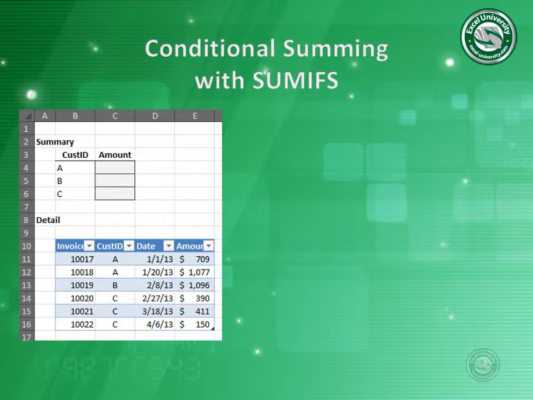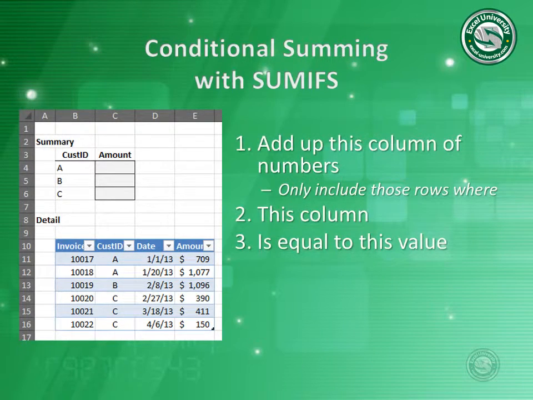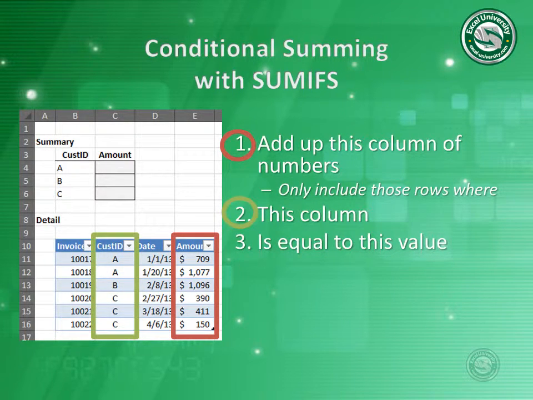A conditional summing function is like a sum function because it adds numbers, but it includes only certain cells or rows within the sum range. I like to think about conditional summing like this. Add up this column of numbers, but only include those rows where this column is equal to this value. So in the screenshot, it would be add up the amount column, only include those rows where the cust ID column is equal to our cust ID.